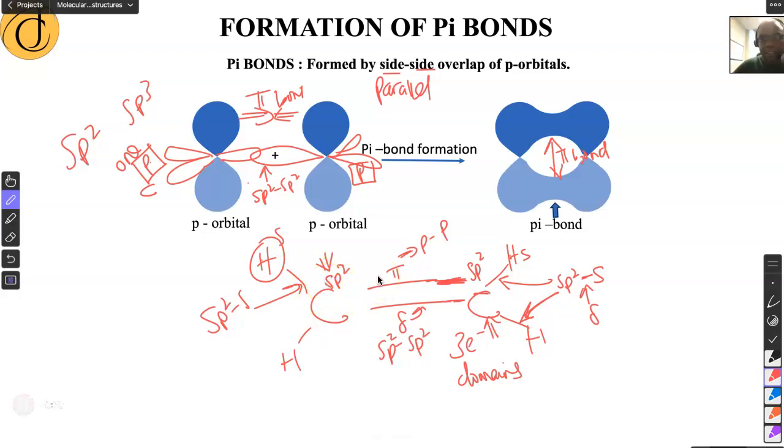So with that, I believe at least you have an idea of what's going on with hybrid orbitals and how they are formed and how sigma bonds are formed.